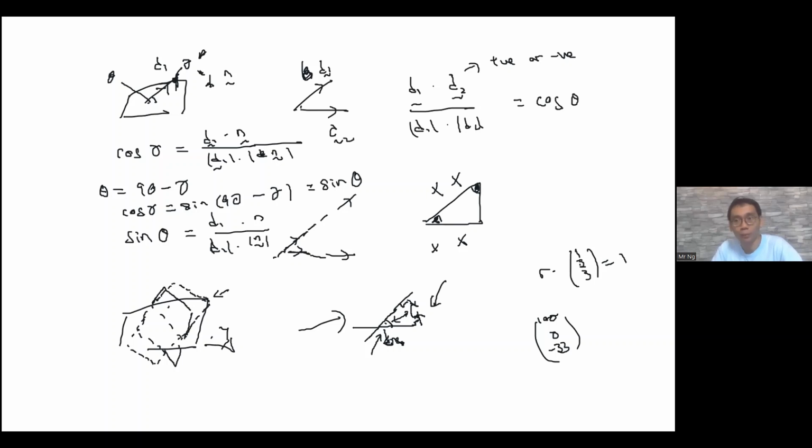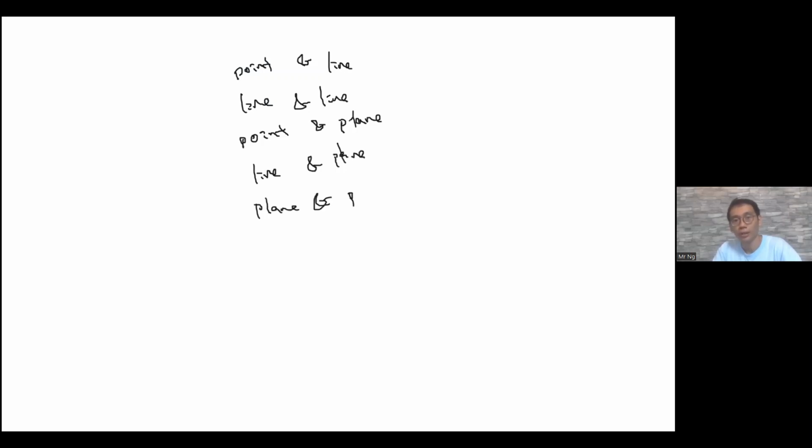Next up we talk about intersection. Again, same old thing: point and line, line and line, point and plane, line and plane, plane and plane. Point and line just means whether it lies inside the line. Then point and plane also is whether it lies inside.